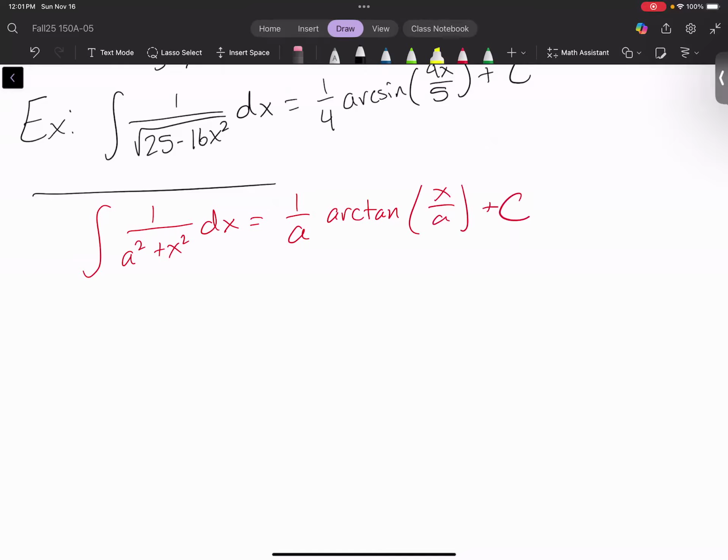Okay. So the important thing here is you're always taking the square root, right? So a squared is in the integral, so we get just a in our answer. Okay. So let's try this example here.